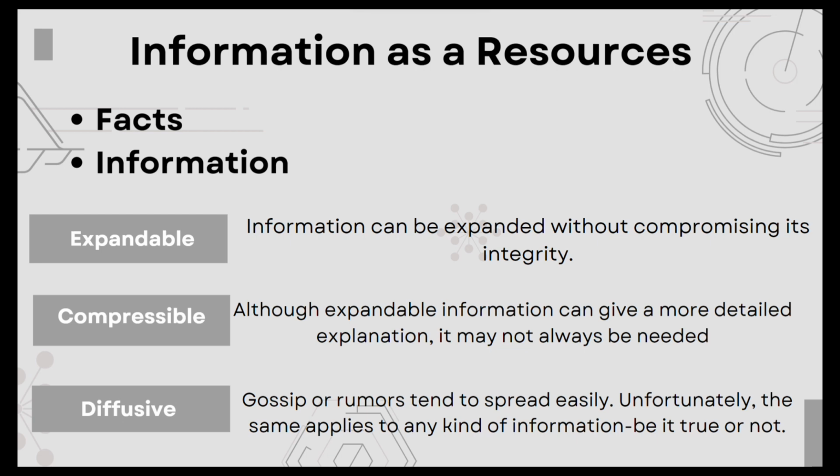And then information is considered compressible. Although expanded information can give a more detailed explanation, it may not always be needed. An example is news sites. Information is considered diffusive. Gossip or rumors tend to spread easily. Unfortunately, the same applies to any kind of information, be it true or not.